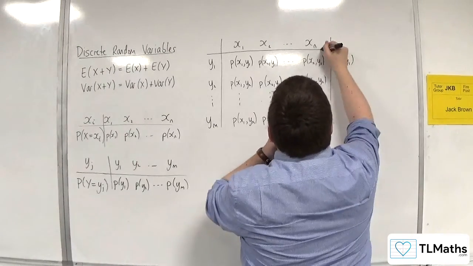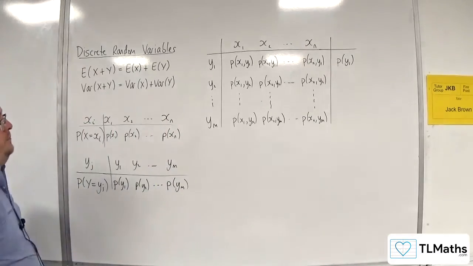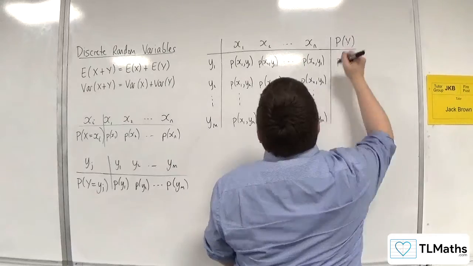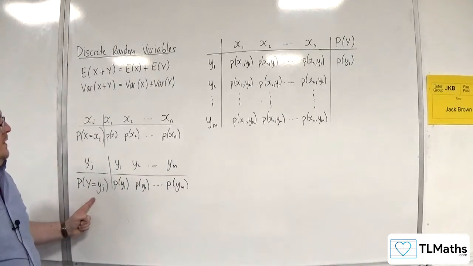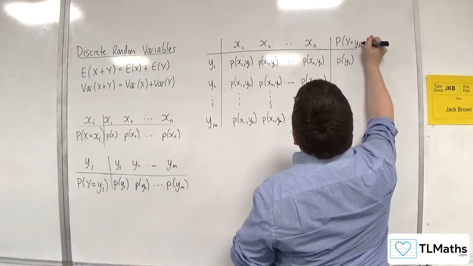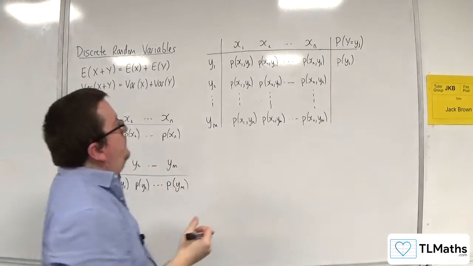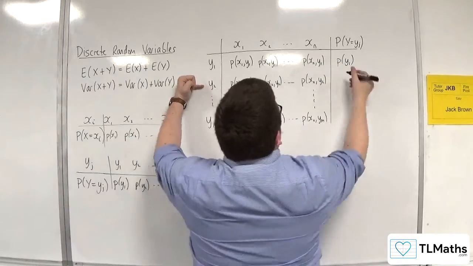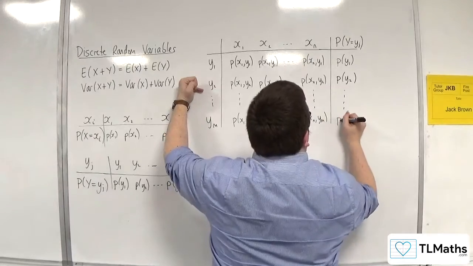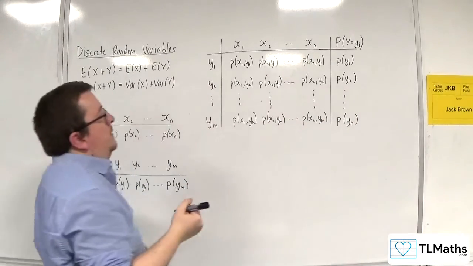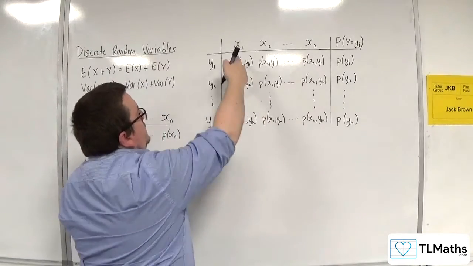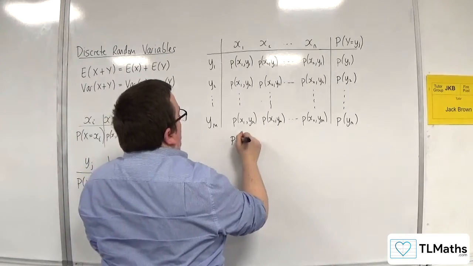So if you had a total column here, this would be the probability of your y's that you've got here. So that's your probability of y1. If you want to write it as this, y equals yj, that's what it would look like. All those together would add up to be the probability of y2, and so on, all the way down to the probability of ym. And if you had added all those together, then you would get the probability of x1.